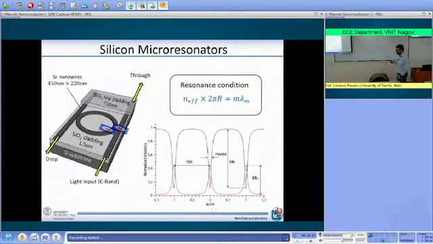Yeah. So the question is quite a good question. It was asking why the transmission of the through plus the transmission of the drop is not equal to 1. Okay, yeah, this is also a good question.